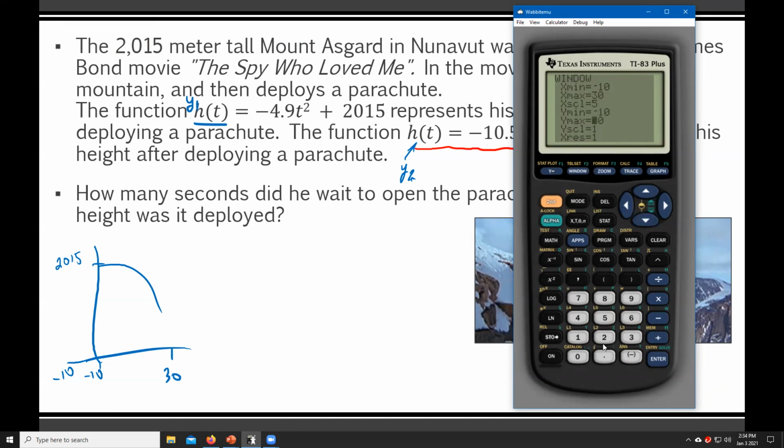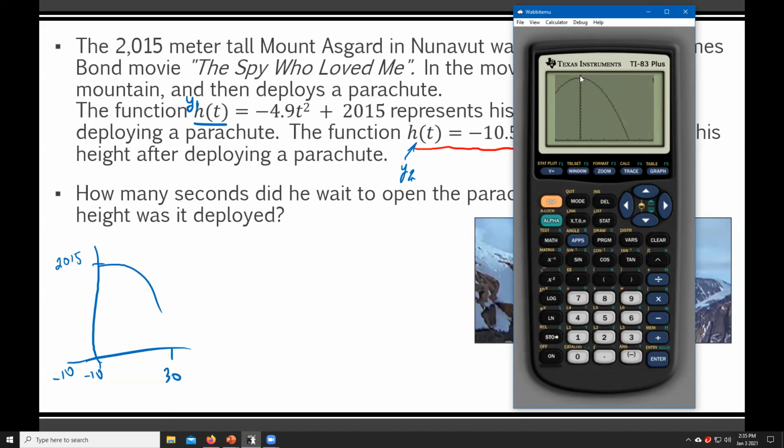Y max, we're gonna have to really ramp that up. Remember, 2015 should be the absolute lowest Y max you set it to. I want to give myself some wiggle room. How about I say 2100? That'll give you a good amount of wiggle room. As for my Y scale, so how far apart my little lines are on my Y axis, I'm going to say 100. Because you know what? Why not? Now I'll press graph. Let's see what happens now.